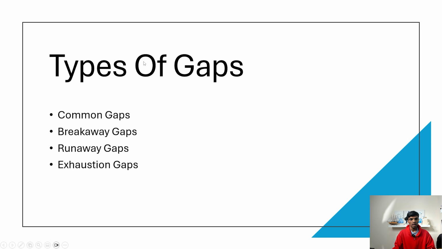Now the gap can be formed because of many reasons. It could be a fundamental reason, or let's say a technical reason, and they are more common in certain markets. Let's say in the equity market it's very common compared to the others, like currencies, or let's say forex. Now let's try to understand how many types of gaps there are. So basically there are four types of gaps. We have common gaps, breakaway gaps, runaway gaps, and the exhaustion gap. Let's go through them one by one.